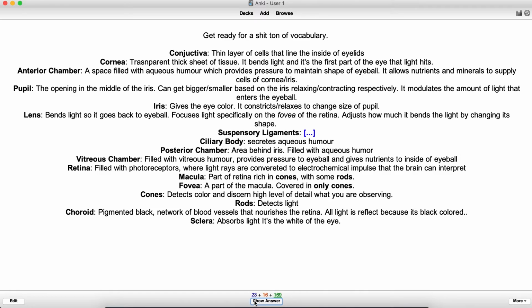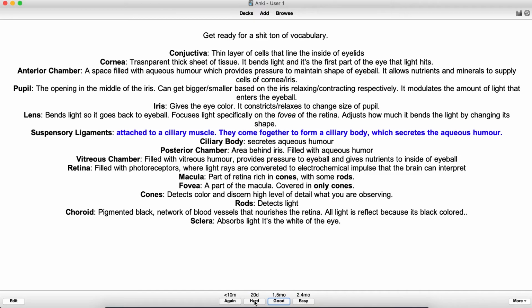Suspensory ligaments. Contains the ciliary body. Attached to the ciliary muscle, they come together to form the ciliary body, which secretes the aqueous humor.